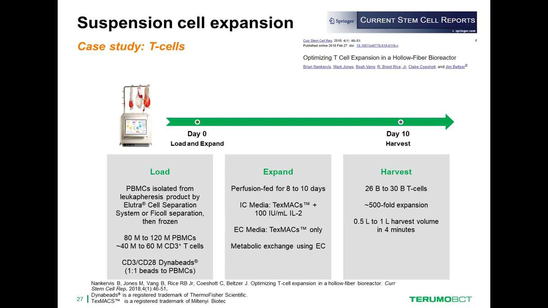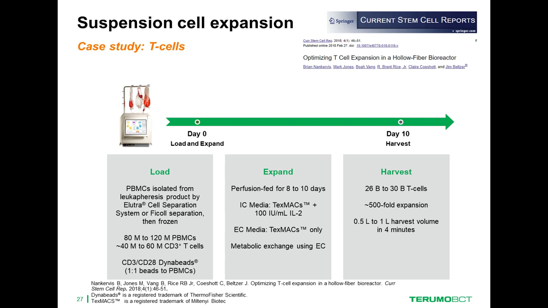Next, I would like to showcase our in-house laboratory protocol on expanding T cells. In this 2018 paper, we reported a simple 10-day protocol to expand 100 million peripheral blood mononuclear cells, PBMCs, to yield 26 to 30 billion T cells.